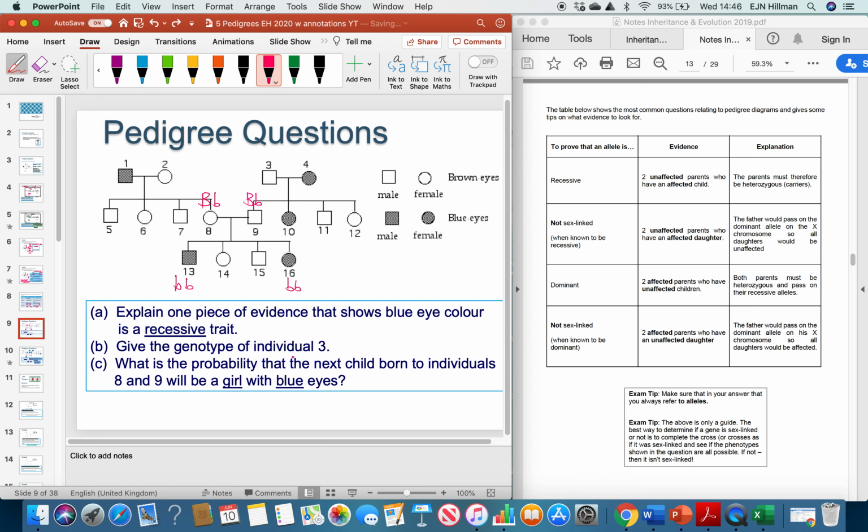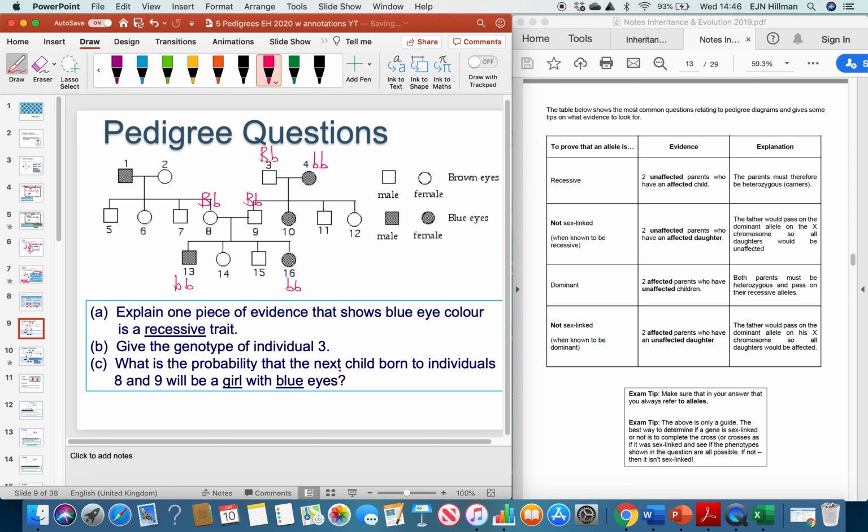Give the genotype of individual number 3. Okay, so there's a brown-eyed male and a blue-eyed female, number 4. So therefore, they also have a child with blue eyes. Number 4 must be homozygous recessive. Number 4, the female can only pass on one of those alleles. So therefore, 3 must be heterozygous as well. Okay, to have a child with blue eyes.